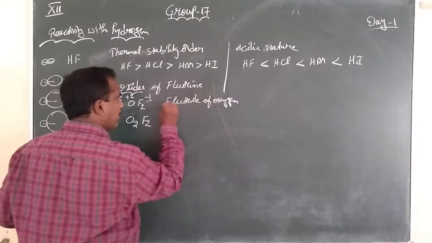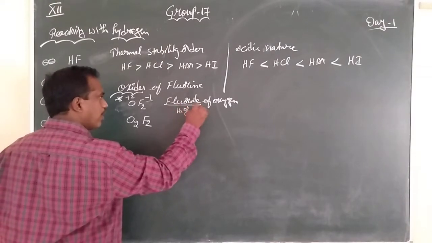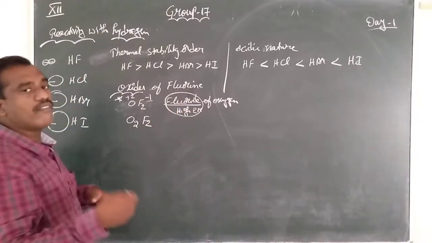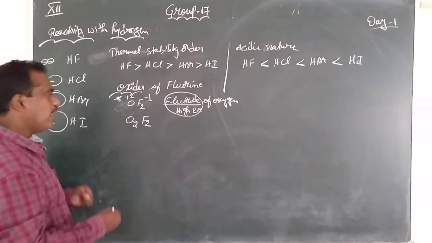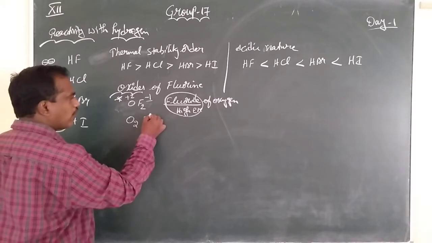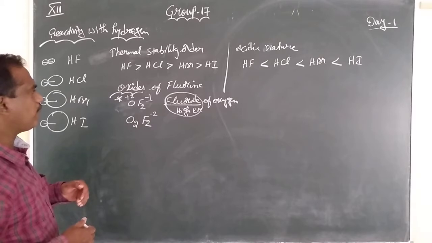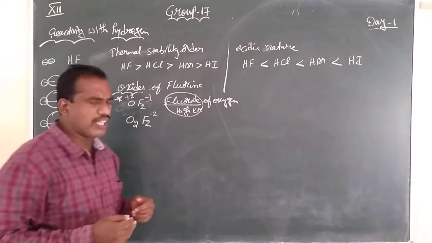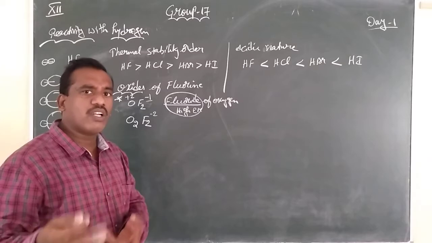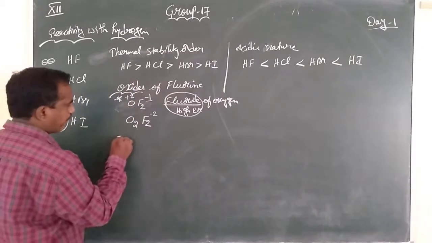Whenever we have an element with the highest electronegativity, it is considered as the fluoride, the -ide of the particular element. In this case, what is the oxidation state of fluorine, children? Fluorine will show a -1 oxidation state. Generally, fluorine does not form any +1 oxidation state, except in one case, HOF.